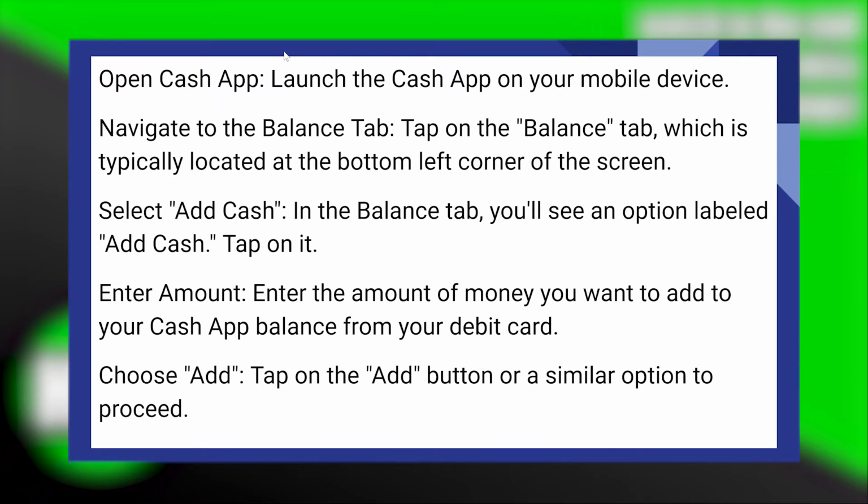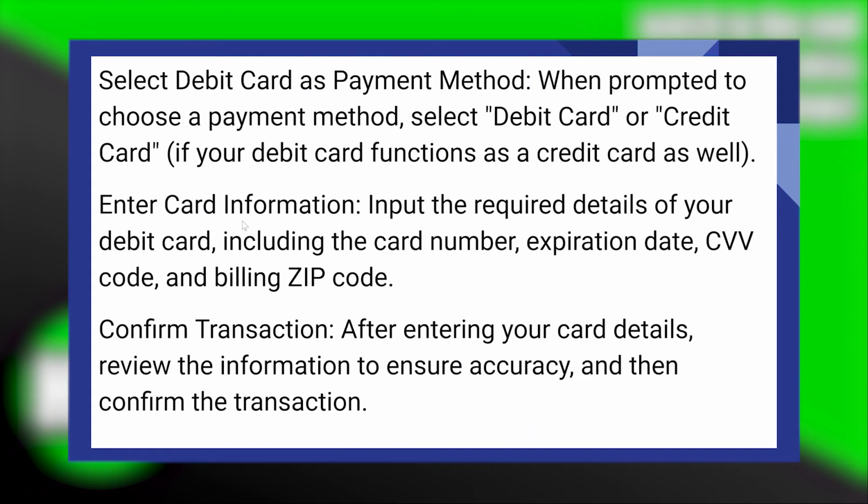Now enter the amount of money you want to add to your Cash App balance from your debit card. After that, tap on the Add button or a similar option to proceed. When prompted to choose a payment method, select debit card or credit card.